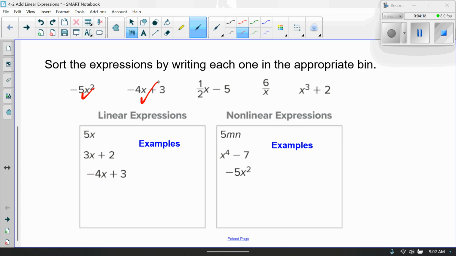All right, 1/2 x minus 5. Okay, now remember, it said it cannot have a variable in the denominator. This one is okay because a variable is multiplied by a constant. So there's my constant, there's my variable, raised to the power of 1, and then we are adding a negative 5, or subtracting 5. That's a constant. So this one is a linear expression. And that goes in the linear expression box. Good.